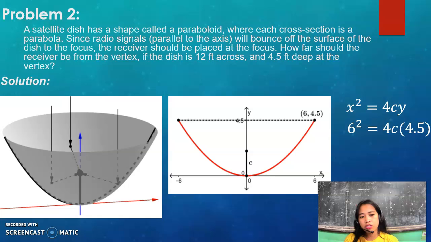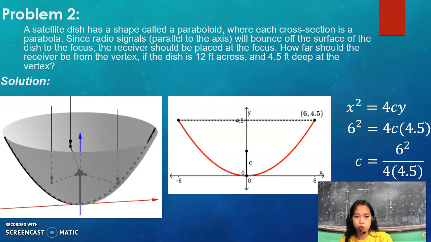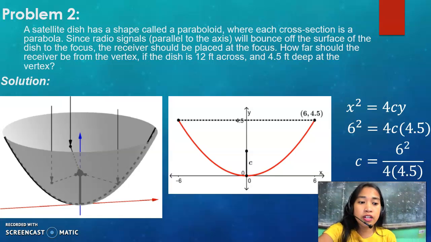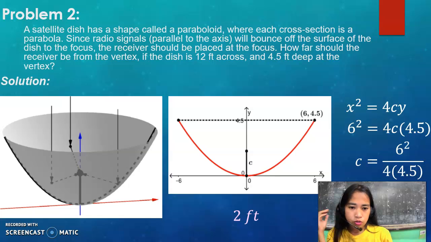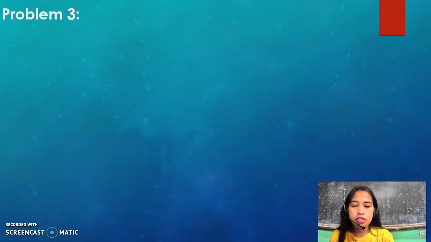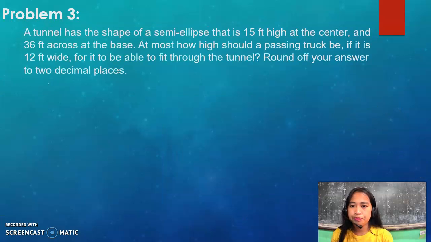Okay, just substitute, simplify, and now you can find the answer that c is equal to 2. So the distance between the focus and the vertex should be 2 feet away from each other para gyud maka-receive siya sa radio signals. Okay, now let's proceed to our third problem.